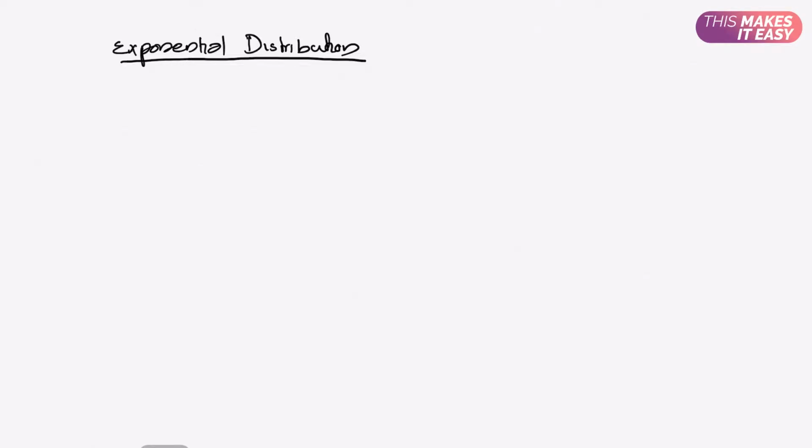Friends, in this video we are going to discuss the exponential distribution. It is the continuous counterpart of the geometric distribution. The geometric distribution is the discrete probability distribution of the number of Bernoulli trials needed to get the first success, while the exponential distribution is a continuous probability distribution used to model the time we need to wait before a given event occurs. The event can be either success, failure, arrival, etc.